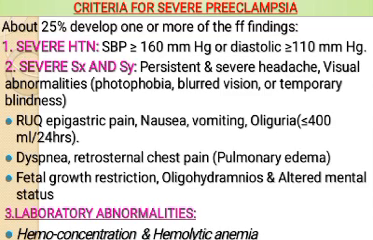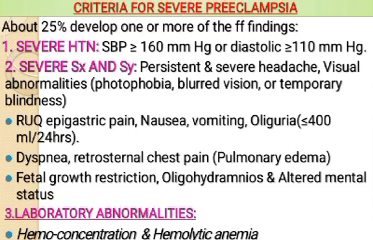Persistent and severe headache, visual abnormalities, photophobia, blurred vision or temporary blindness. RUQ or epigastric pain, nausea, vomiting, oliguria, that means less than or equal to 400 ml per 24 hours. Dyspnea, retrosternal chest pain or pulmonary edema, fetal growth restriction, oligohydramnios, and altered mental status.